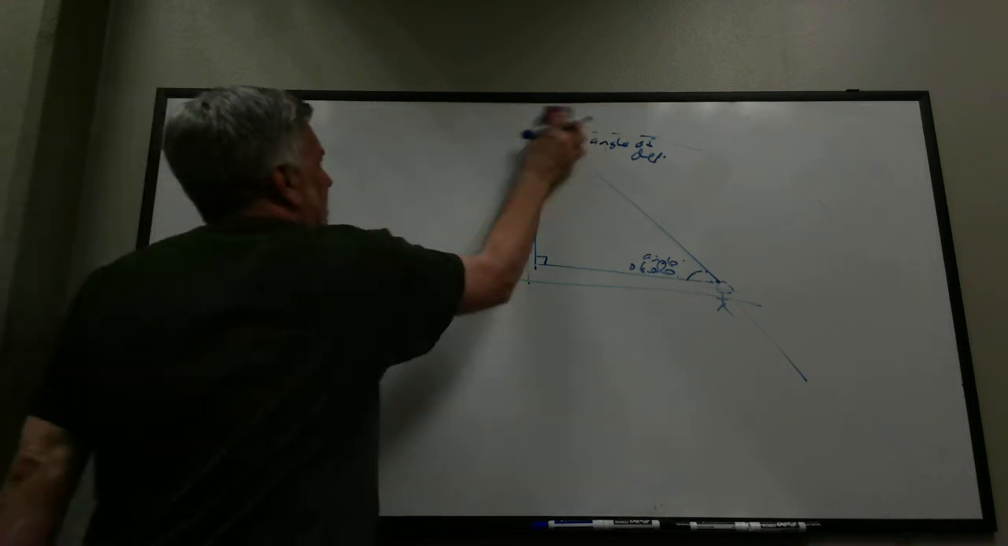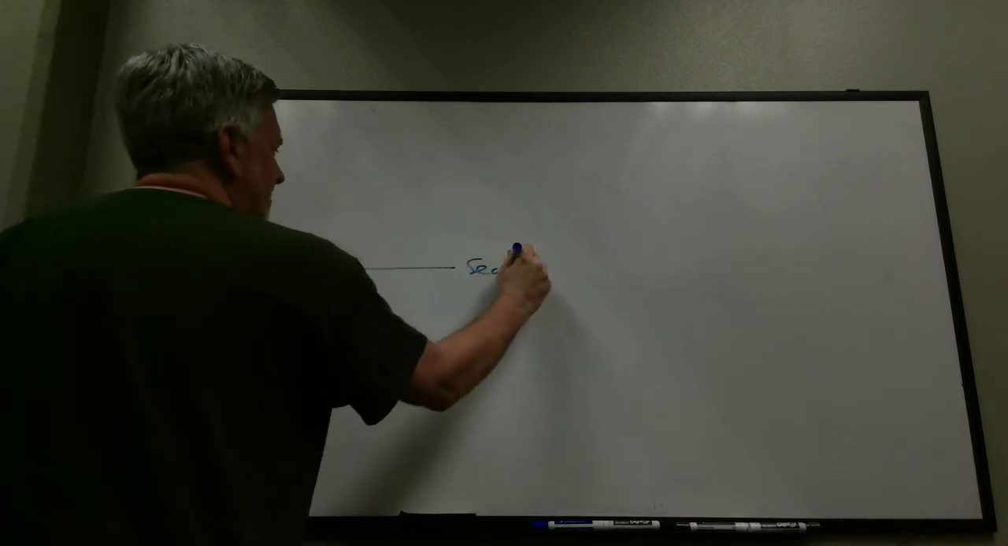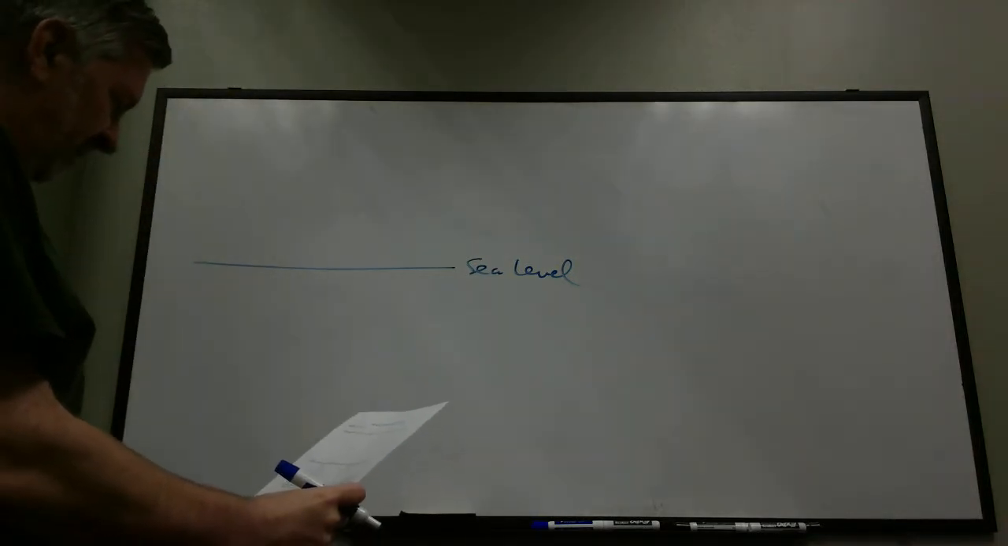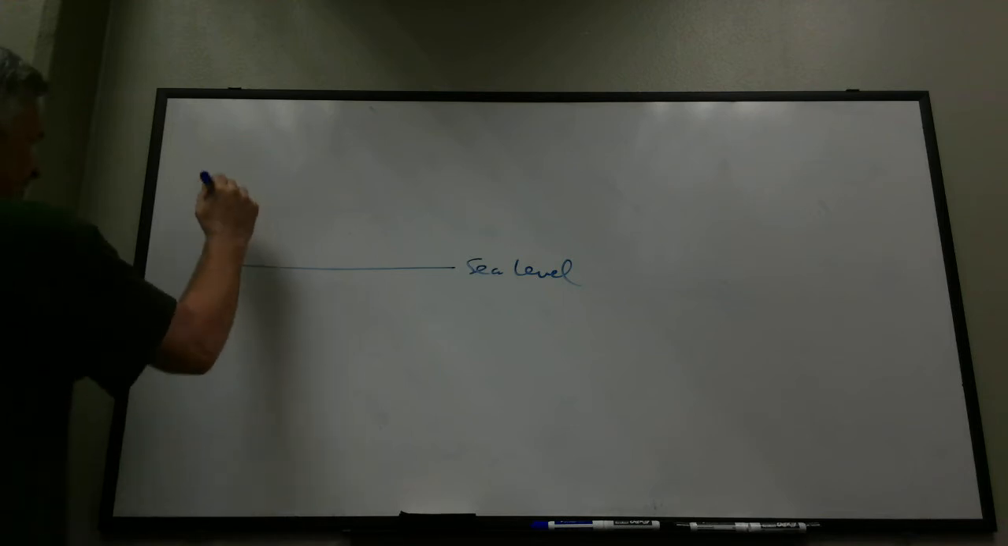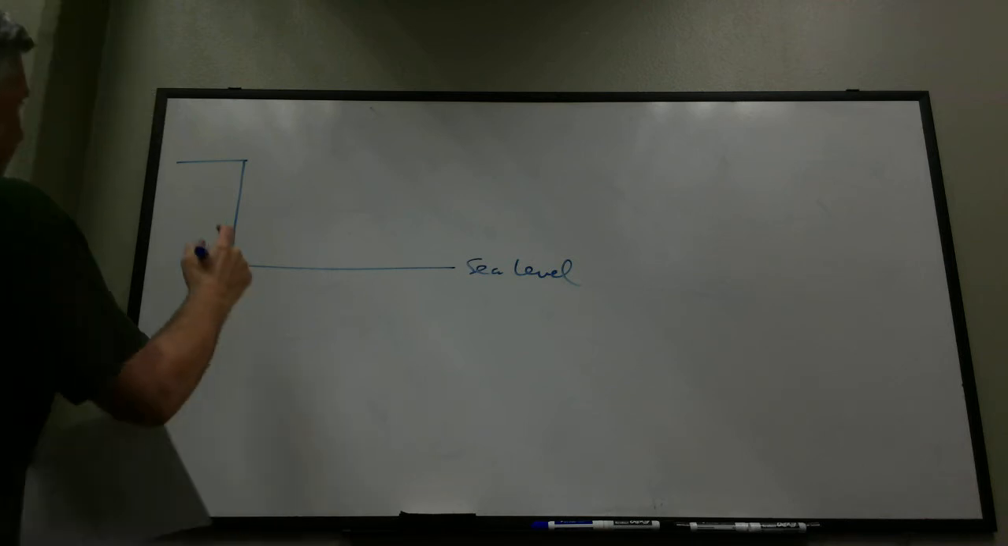Okay, let's do an example using these angles. So the example says a cellular telephone tower that's 120 feet tall is placed on top of a mountain that's 1,200 feet above sea level. Okay, but let's just stop right there. So here's sea level. And we have a mountain that's 1,200 feet above sea level. Okay, so here, I'm just going to draw a vertical line for the mountain.